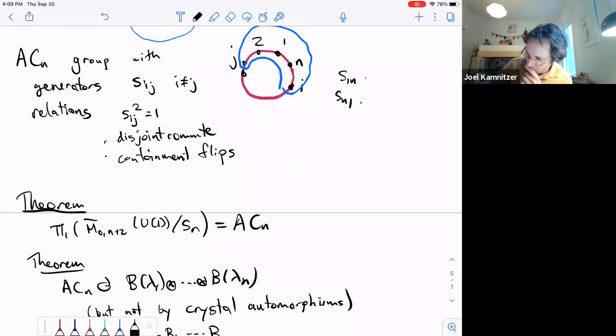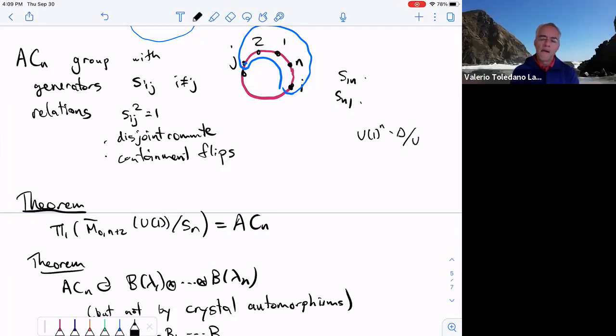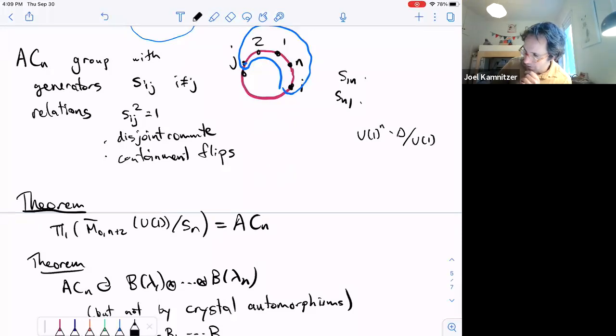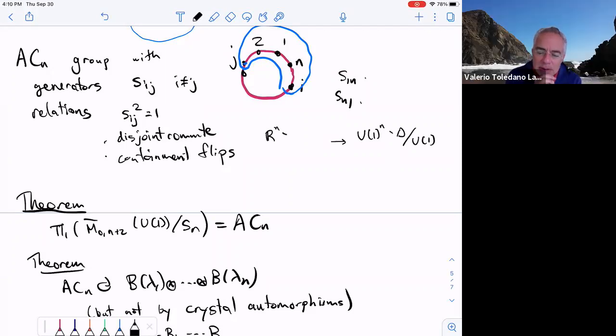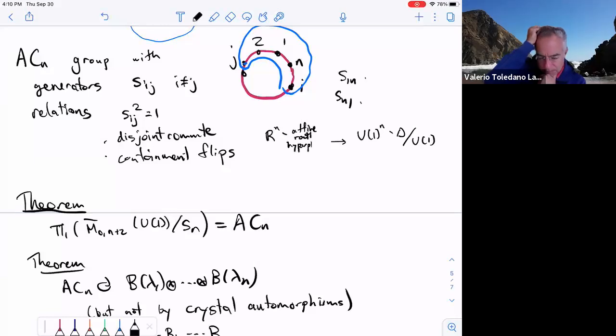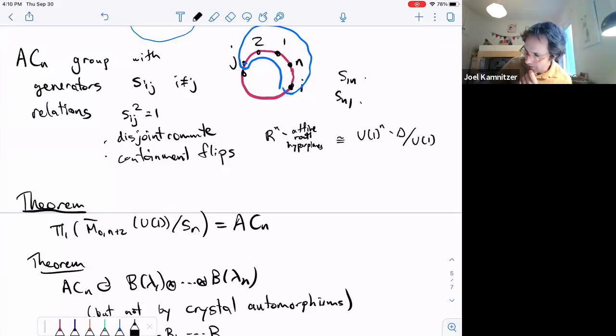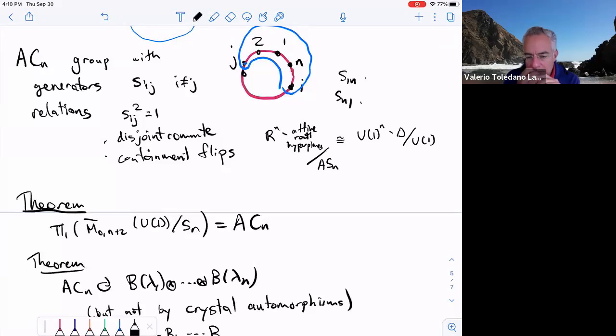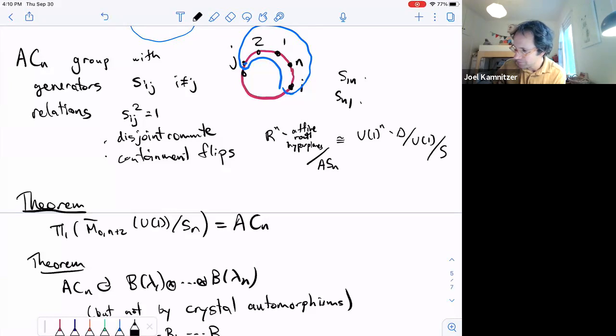So this U1 to the n minus delta over U1. We can instead consider R. I see. So you take the affine operator, minus the affine roots. So this would be, and then here we would have something like the affine Weyl group, or affine symmetric group. So something like this.